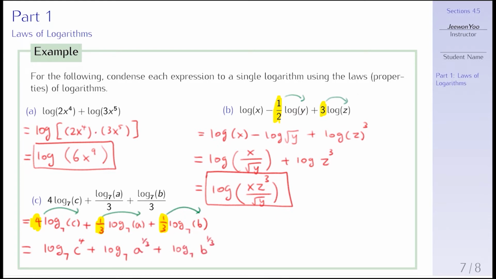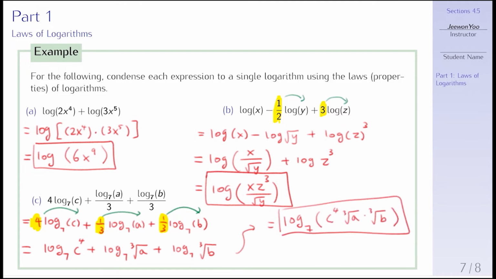But from earlier mathematics courses you've probably taken before, a to the power of 1/3 is the same as cube root of a. b to the power of 1/3 is the same as cube root of b. And then combine all together, we get this. This is our final answer. Or you can probably combine them together if you wish. Okay, move on to the last page.